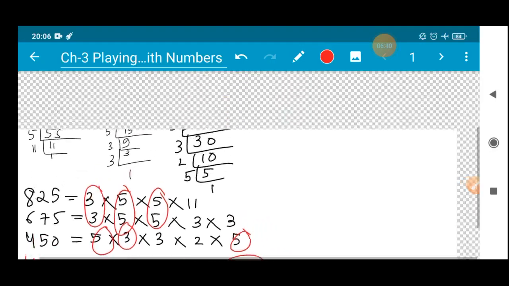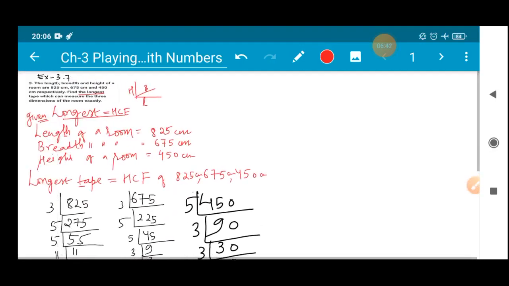Right? So what will be the answer? You can write at the last. This will be the last page. Okay. At the last you are going to write the longest tape which can measure 3 dimensions of the room exactly is 75 centimeter. So you may write 75 centimeter is the longest tape.